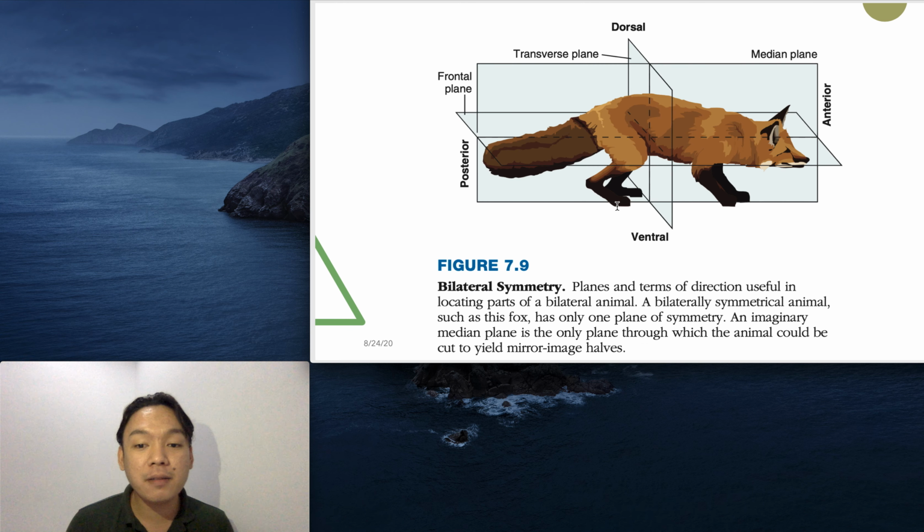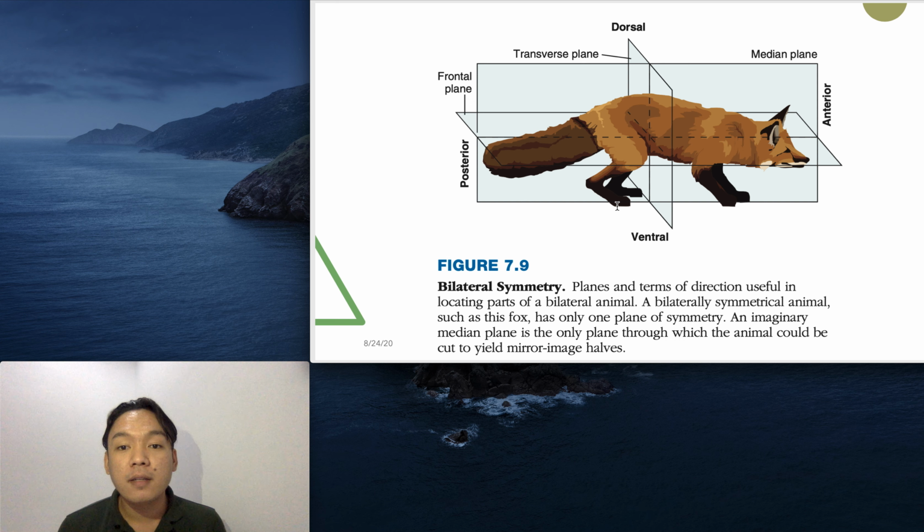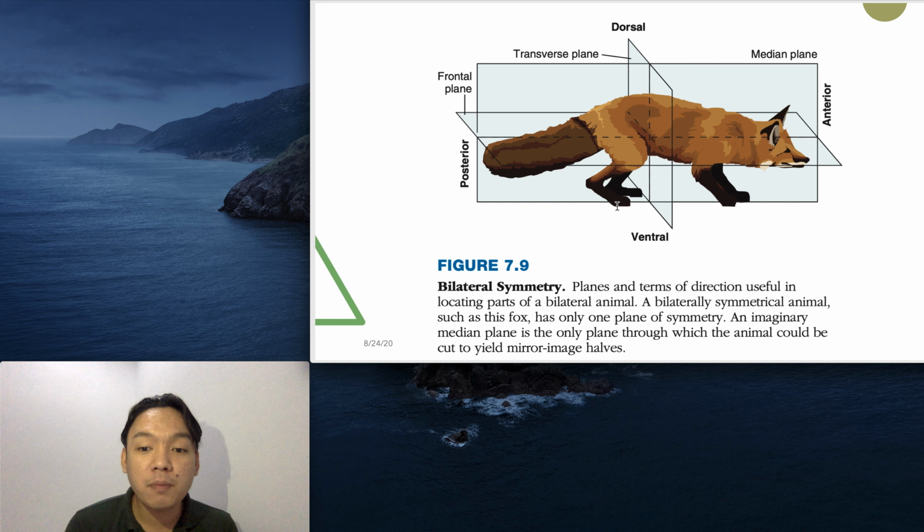And for bilateral symmetry, this is a fox, a vertebrate. These are planes, in terms of direction, useful in locating the parts of a bilateral animal. How many planes divide it? We have the transverse plane, the frontal plane, and the median plane, and the dorsal, posterior, and ventral. We will discuss that later. These are the imaginary planes that cut the animals into their mirror halves.